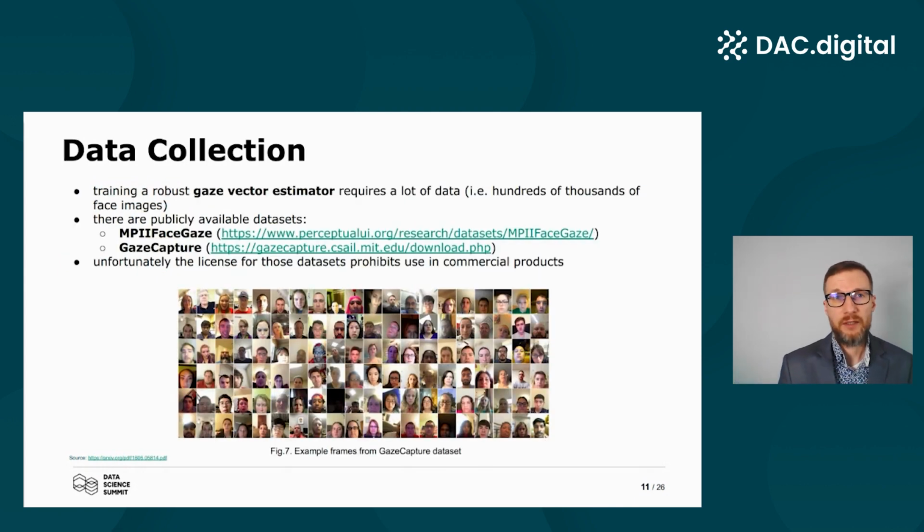Let's start with data collection. As you may know, training a deep neural network in general requires a lot of data. There are publicly available data sets for our use case. I have listed two examples here, MPIIFaceGaze and GazeCapture. Unfortunately, the license for those data sets prohibits use in commercial products, and this is what we're trying to build here.